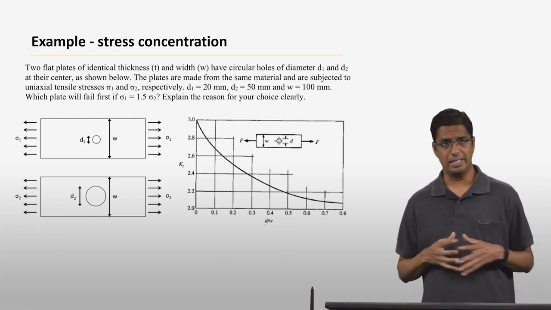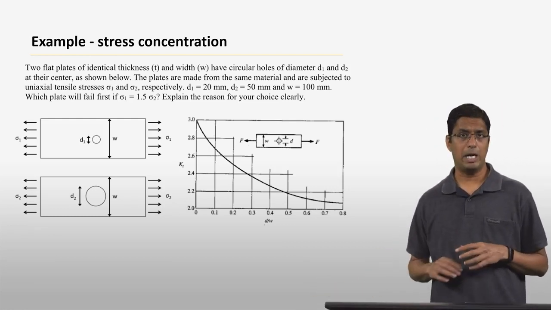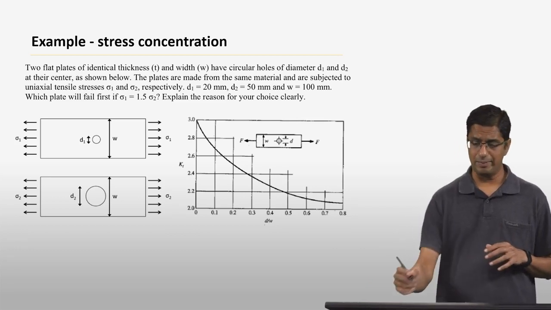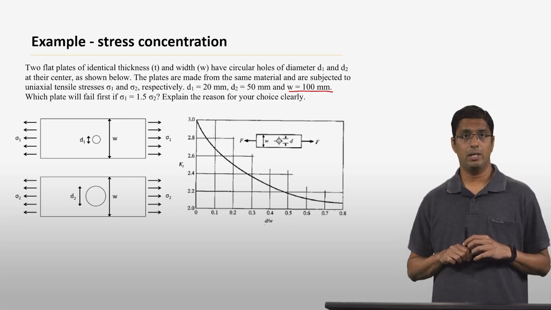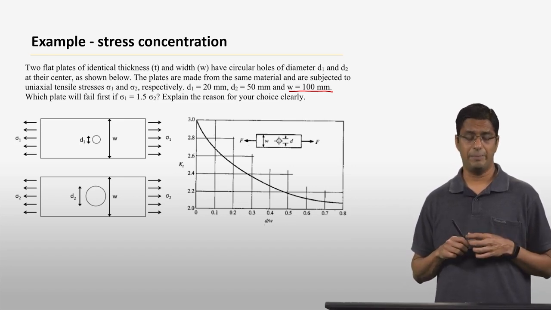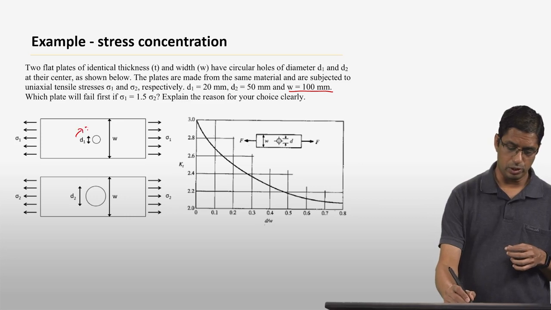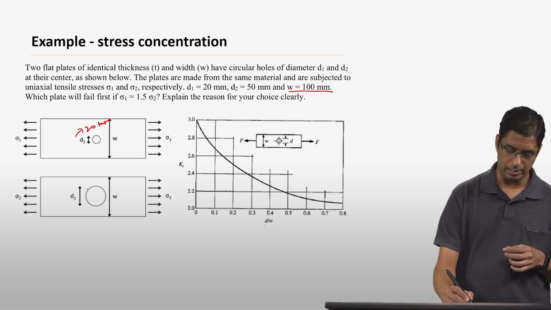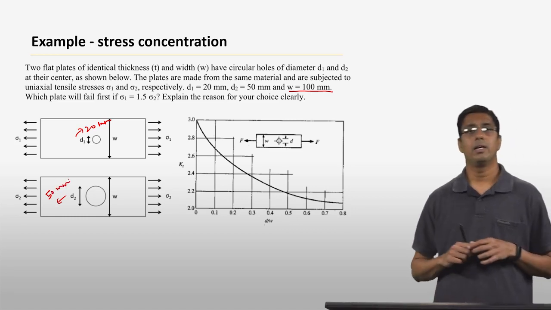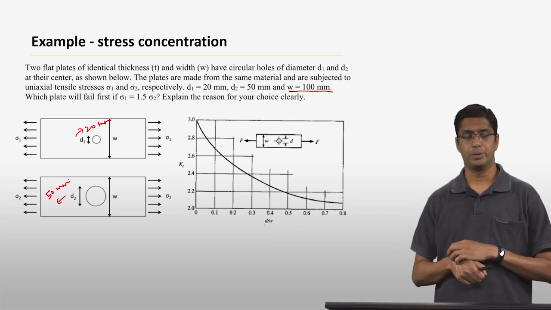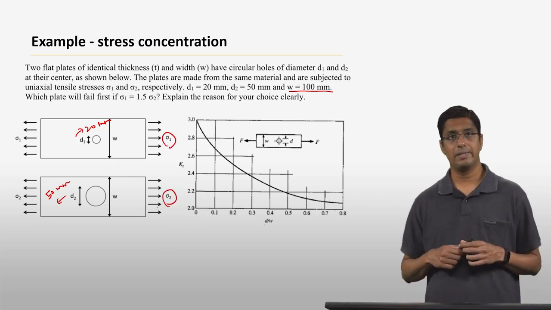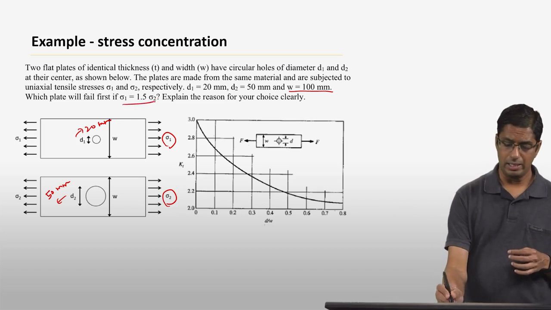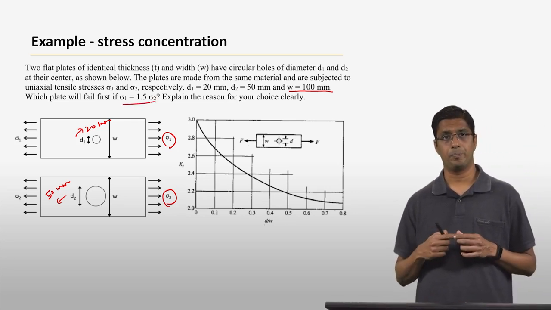Okay, so in this case, we are essentially given two flat plates. Both have the same width W equal to 100 millimeters. They have holes of different diameters. This D1 is 20 millimeters and this D2 is 50 millimeters. Okay? And these two plates are subjected to two different stresses, sigma 1 and sigma 2. And it's given that sigma 1 is equal to 1.5 times sigma 2.